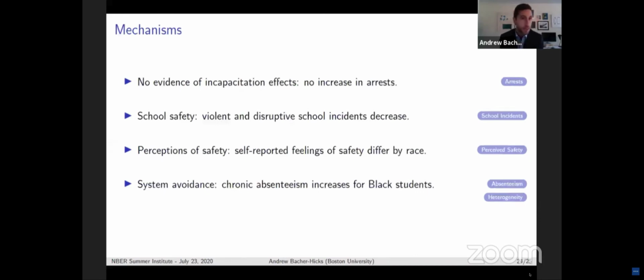In terms of mechanisms, you could imagine the positive results that we're seeing for white and Asian students perhaps being driven by incapacitation effects. So if you're removing, through arrests for example, the students who are most likely to cause disruptions in schools, that could potentially be one mechanism for seeing improvements to outcomes along some dimension. We find no evidence of that. We do, however, find evidence that school safety improves. So we use the VADIR data. It's data on violent and disruptive incidents that occur in New York schools. And we see that the number of violent and disruptive incidents across a range of dimensions, both low-level incidents to really dangerous incidents, all decrease across the board when stops increase.